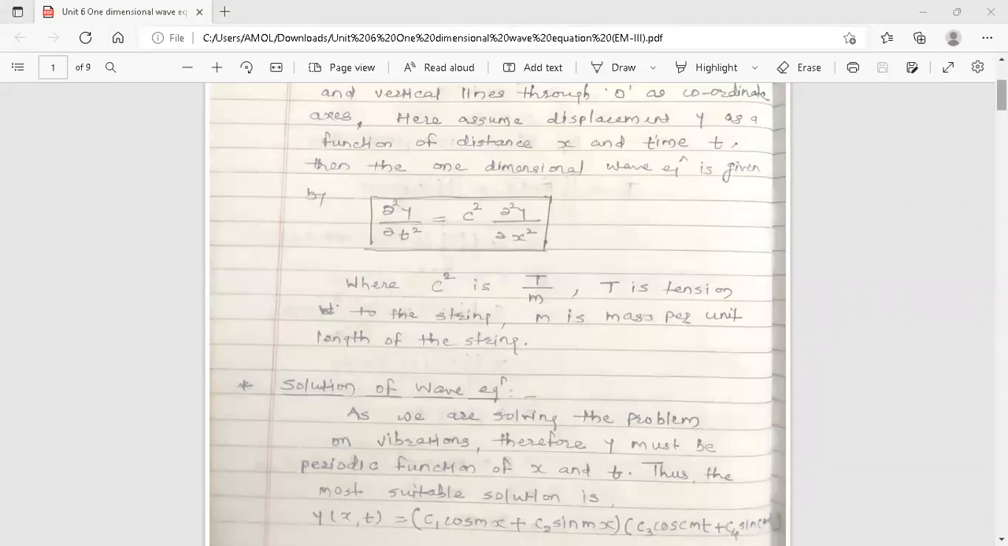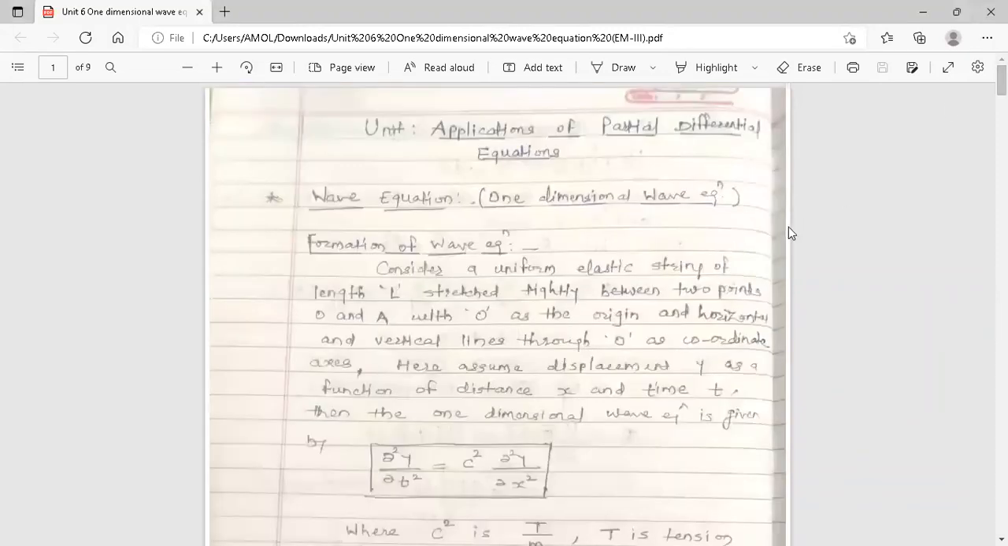Hello dear students, this is your engineering mathematics lecture. Today's topic is applications of partial differential equations. This is the sixth unit. Now there are three types of equations: the one dimensional wave equation, the one dimensional heat equation, and the two dimensional heat equation. Now we are going to discuss them one by one. The first one is the one dimensional wave equation.